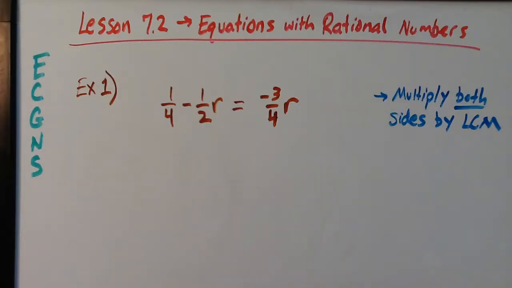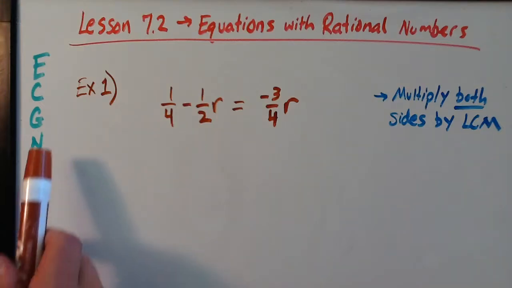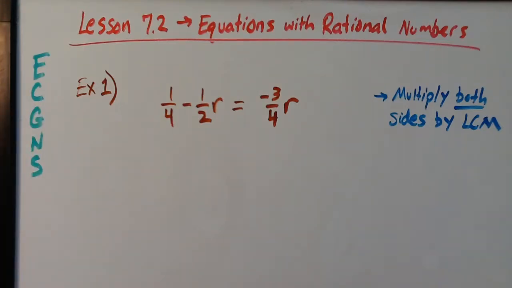The E on every reminds us to eliminate the parentheses by the distributive property. The C reminds us to combine like terms. We look left, then we look right. The G reminds us to get the variable on one side. The N reminds us to get the numbers on the other side. And the S reminds us to solve by dividing both sides by the coefficient.